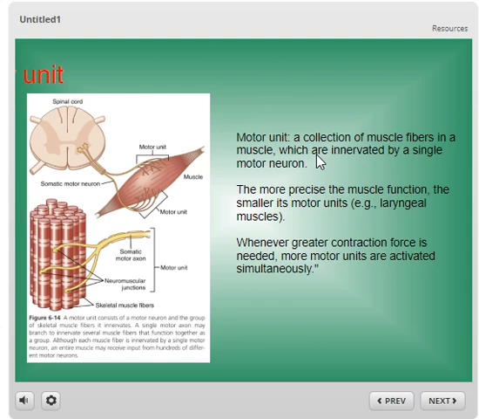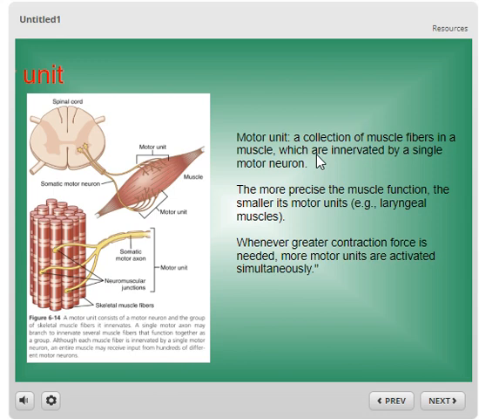In this slide, we define the motor unit. A motor unit consists of a single motor neuron and all the muscle fibers it innervates. This unit is the fundamental component of muscle contraction.